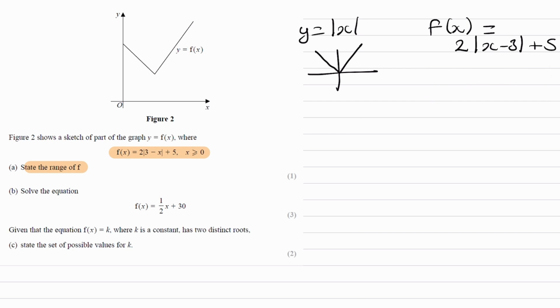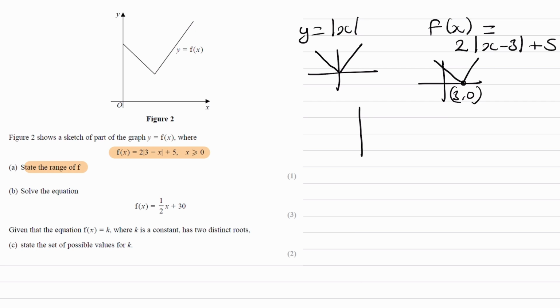First transformation is this minus 3 over here. That affects the x values and it moves the entire graph to the right by 3 places. So the new graph will look like this, where this is 3, 0. Next transformation is this 2. That affects the y coordinates. It's not affecting the x values as it's outside the modulus symbol. We're multiplying all the y coordinates by 2.